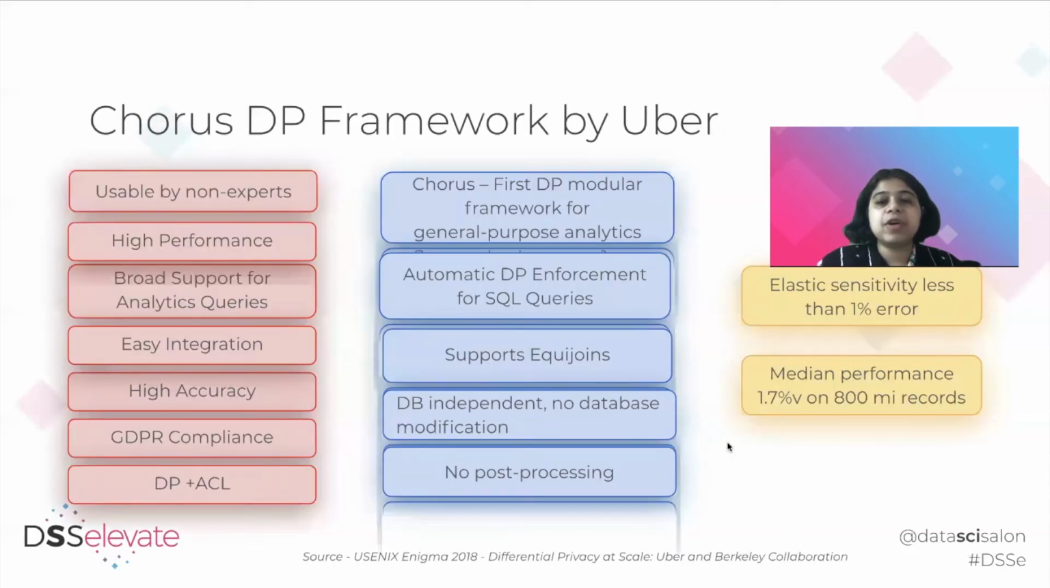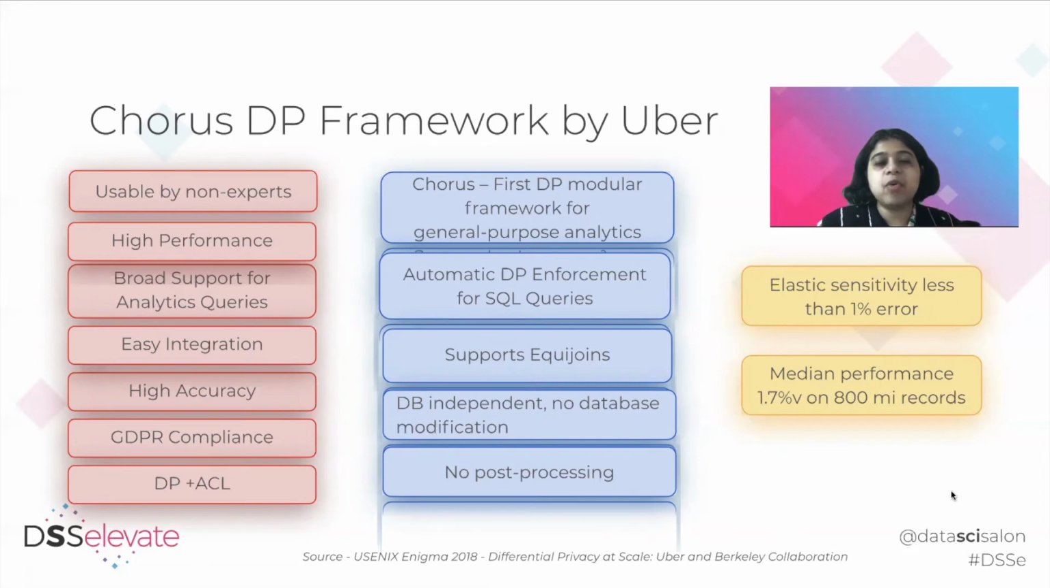So as we have talked about storage techniques, caching, and database techniques, the one model that plays a very important role in integrating with big data systems is the Chorus differential privacy framework that has been developed by Uber. It has been able to execute queries in the range of 10,000s to 1 million in a matter of a few seconds. Its sensitivity has less than 1% error, and even the median performance overhead is 1.7% for over 800 million records.